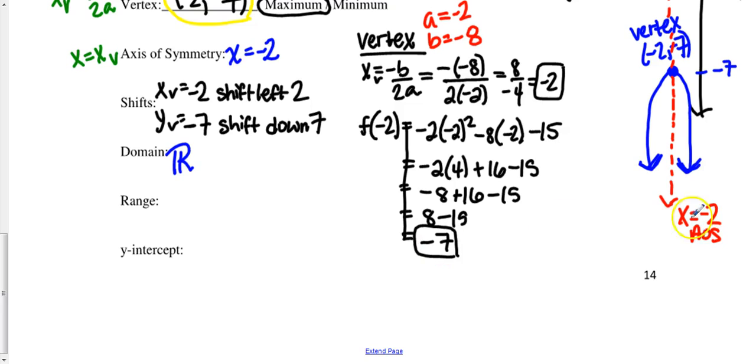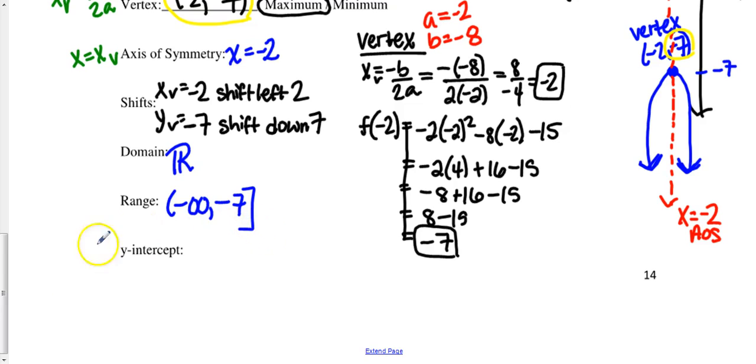Let's talk about range. Coming in from the bottom, I hit arrows, so that's -infinity. Coming in from the top, I ask myself, what's the largest y value that this parabola has, and it will be the y value of the vertex. So it's going to be negative infinity, comma, negative 7 with a bracket because it can equal negative 7.